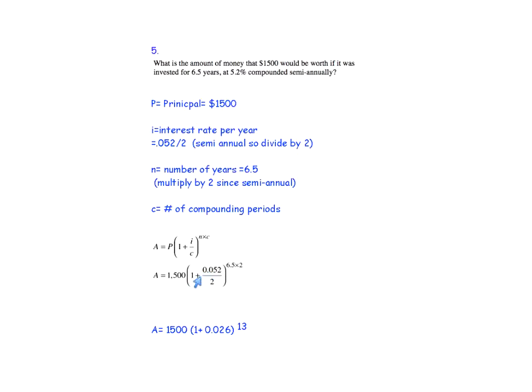Okay, so what we do then is 0.052 divided by 2 is 0.026, and we're going to add that to 1. So then when we get this number, which is going to be 1.026, we're going to raise that to the exponent 13. So we're going to use the x to the y button on your calculator, and we're going to take 1.026, press the x to the y button, press 13, we'll get a number. Then that number is multiplied by 1,500, and that's going to give us the amount the investment is worth.